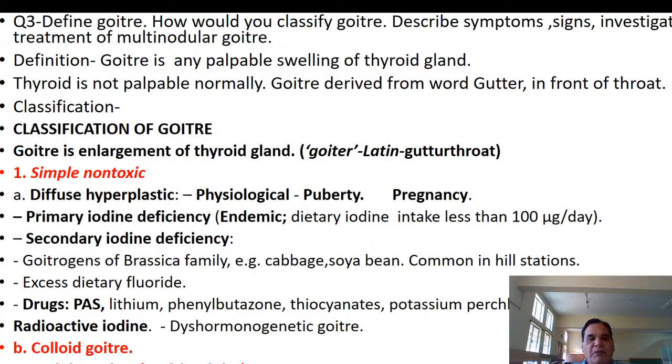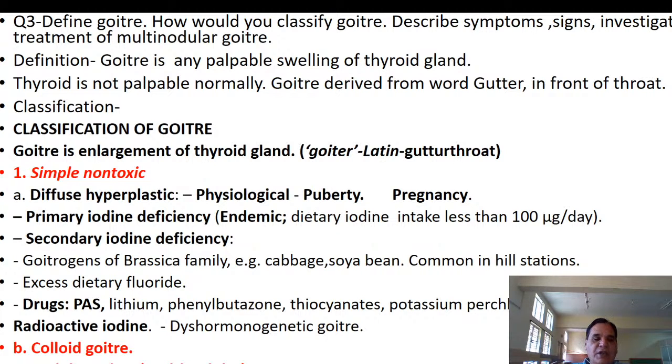This question was repeated many times, and you should be well aware of what to write about goiter. First, goiter is any palpable swelling of the thyroid gland, because the thyroid is not normally palpable. The word goiter is derived from guttur, that is, in front of the throat. This you must write in any goiter answer. How do you classify them? Goiter is an enlargement of the thyroid gland.